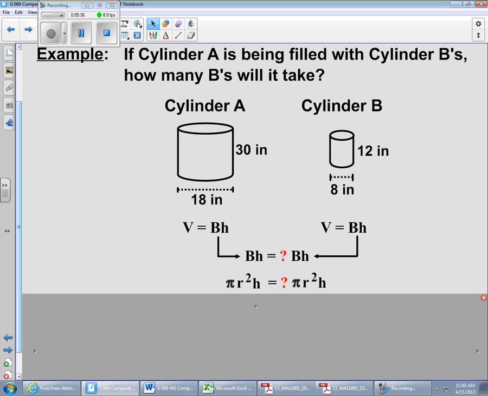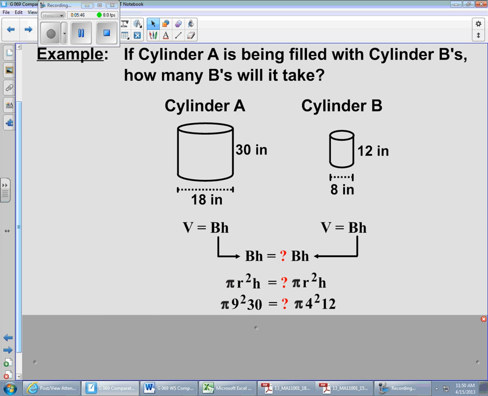Okay, so that's going to remain a variable. Pi is obviously pi. And the radius from cylinder B is going to be 4, and the height from cylinder B, 12. There we go. So we're just plugging in numbers. And you really ought to be home free at this point. We'd go to our calculator and figure out what these values are.